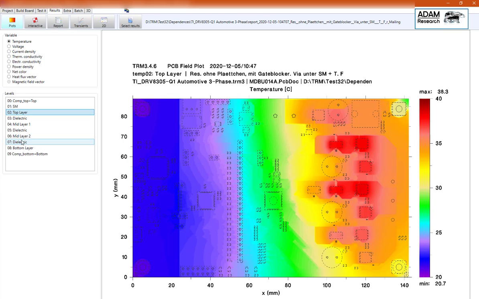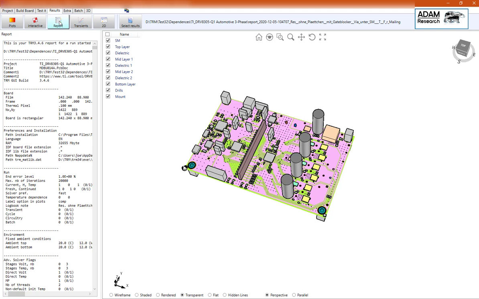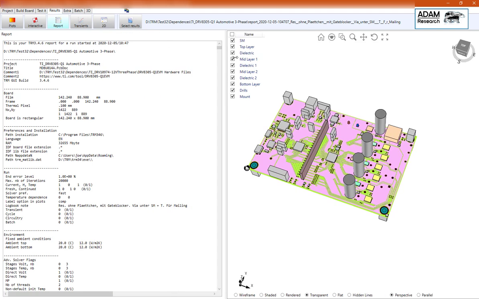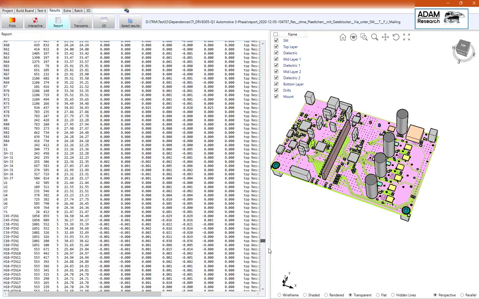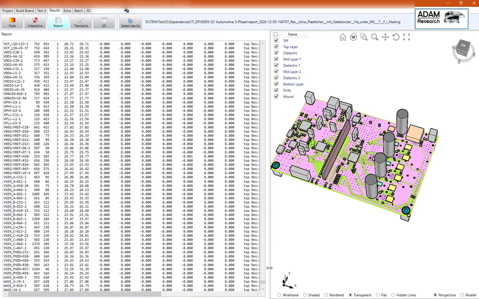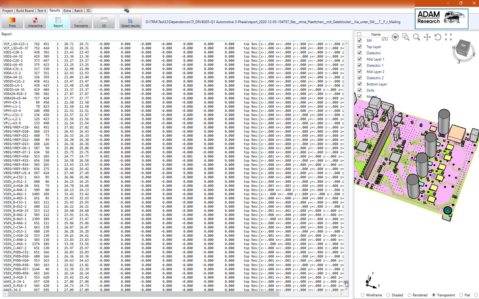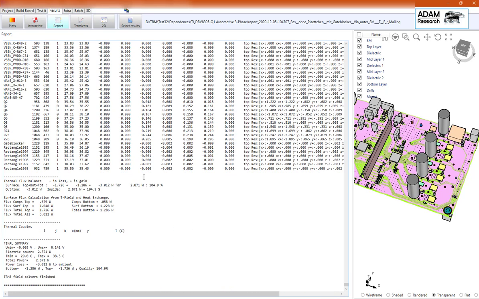There's not only colors, we also have a report file. The report file shows by values a lot of data, electric fluxes and thermal fluxes and temperatures and so on, but also what the total heat dissipation is. The total heat dissipation is about 3 watts. 50% of the 3 watts are created by the components and the other 50% by trace heating.